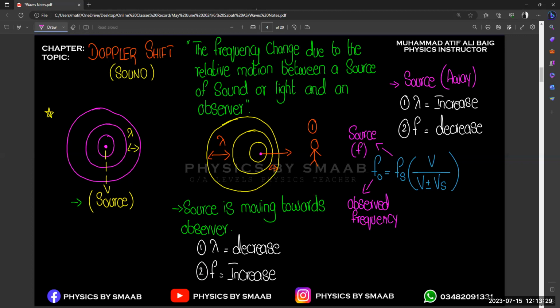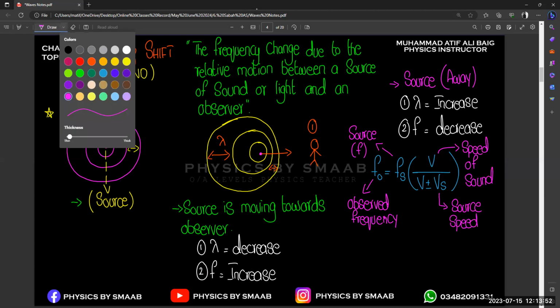And V is simply the speed of sound, or if we are using light, then this is the speed of light. And Vs is the speed of the source. These are the factors, and why we use them, and how we are going to use the positive and negative sign.